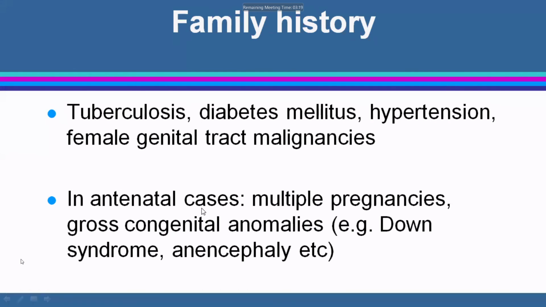In antenatal cases, you should always ask about, this is also about the first degree relative. I think you know what is first degree relative. Okay. You should not mention about, like very far family members. And you ask about occurrence of multiple pregnancies, gross congenital anomalies like Down syndrome or anencephaly in the family.